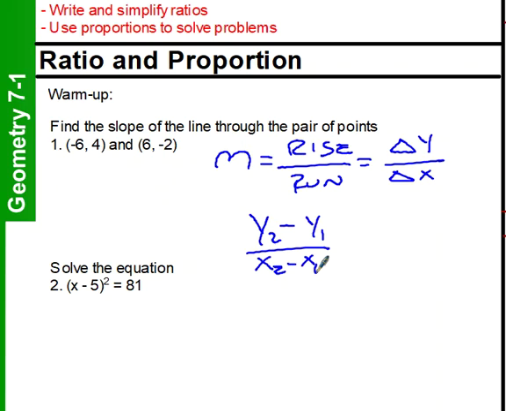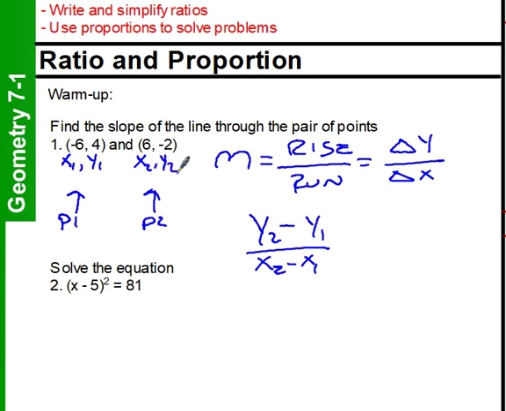So let's identify the points. Let's call this one point 1. We'll call this one point 2. And clearly I am leaving some room here to identify this -6 as my x1 value, whereas the 4 is my y1 value. 6 is my x2. -2 will be my y2.